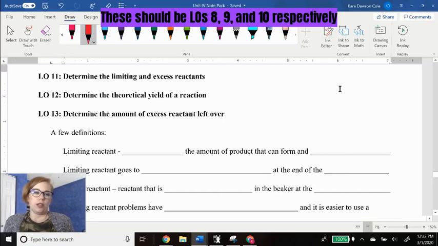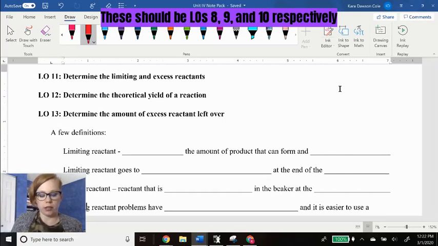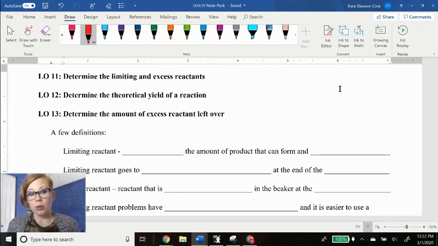Right, so we are looking at learning objectives 11 through 13. Learning objective 11 is to determine the limiting and excess reactants in a reaction. Learning objective 12 is to determine the theoretical yields for a reaction, and learning objective 13 is to determine the amount of excess reactant that is left over in a reaction. So we do all three of these together.